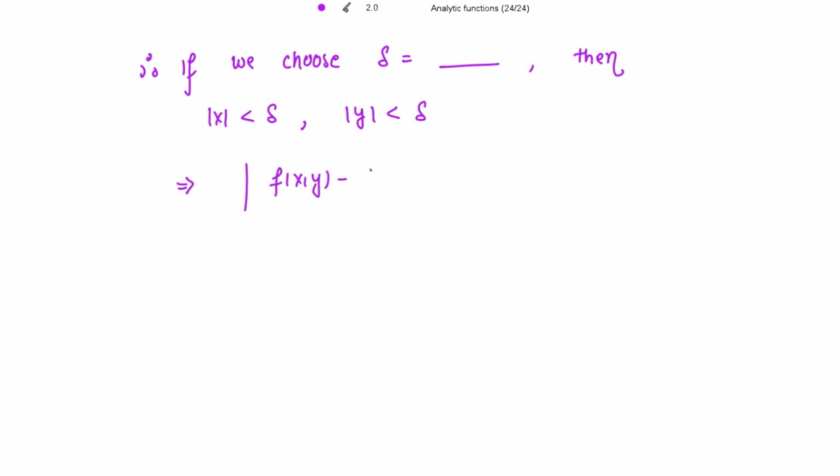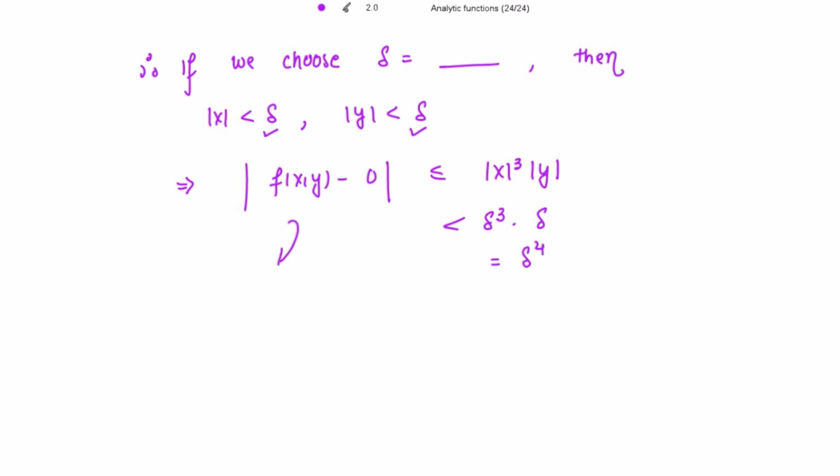Now remaining to show that this thing is strictly less than epsilon. Therefore, we choose the value of delta, we choose this later on depending upon the conditions, then mod of x is less than delta and mod of y is less than delta implies the mod of f of xy minus 0, which we have got to be less than or equal to mod of x cube into mod of y. Now because mod of x is strictly less than delta, this is strictly less than delta cube, and mod of y is strictly less than delta. So this is strictly less than delta, and this is equal to delta to the power 4.